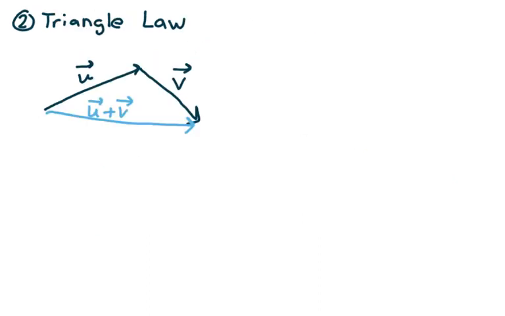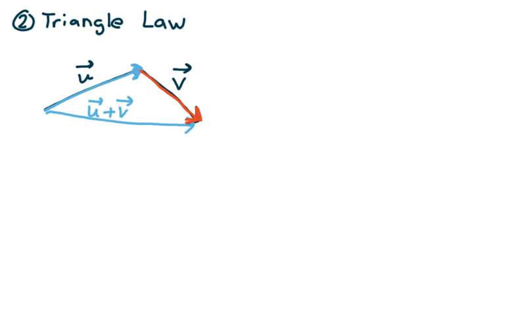Now, what if we want to use the triangle law? Now, notice how I did this very strategically. So we have U here. Now, when I drew V, I started at the terminal point of U and drew V accordingly. So V is in red and comes down here.